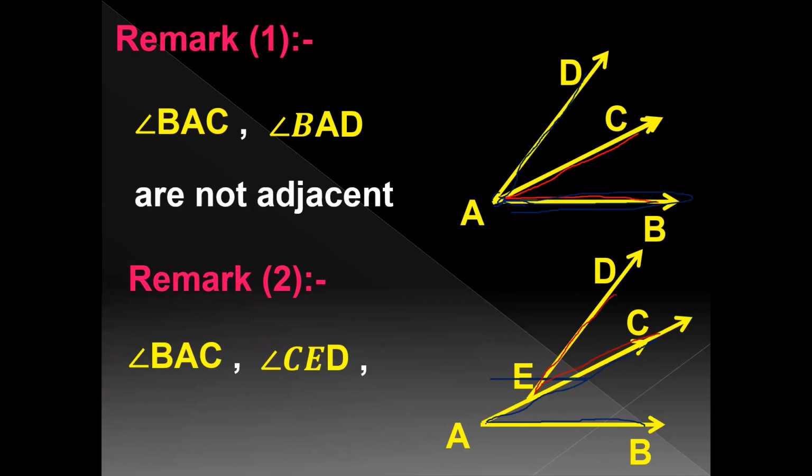Why? Because they don't have a common vertex. The vertex here is A, and the vertex here is E. The two angles don't have a common vertex, so we can say that the two angles are not adjacent angles.